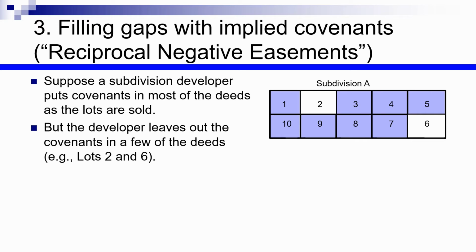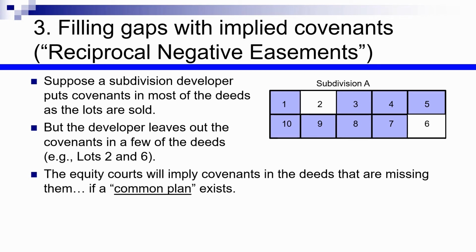So we might say, well, that doesn't leave a suitable situation here. It isn't fair for some people to be subject to the covenants in the common plan while others are not. But the equity courts say, don't worry about that. We'll simply imply the covenants in the deeds that are missing them. If there's a common plan, every lot is considered to be similarly burdened by the covenants, even though literally the developer left out the covenants in a few of the deeds.